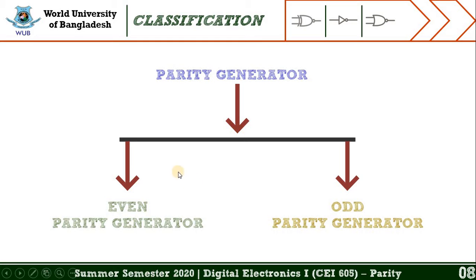From this slide, we may learn the classification of the parity generator. The parity generator is classified into two types. One is the even parity generator and the other one is the odd parity generator.